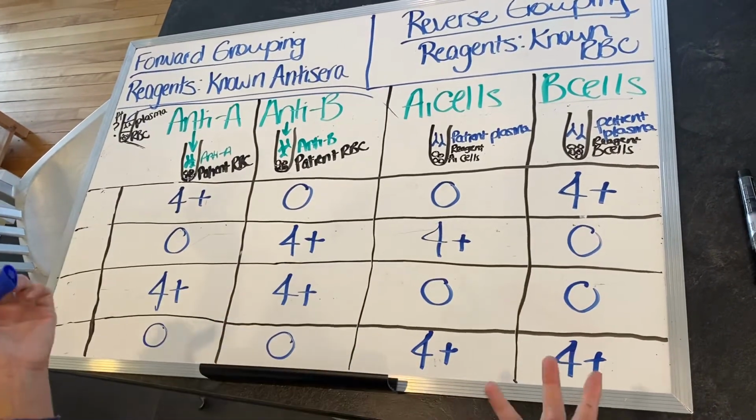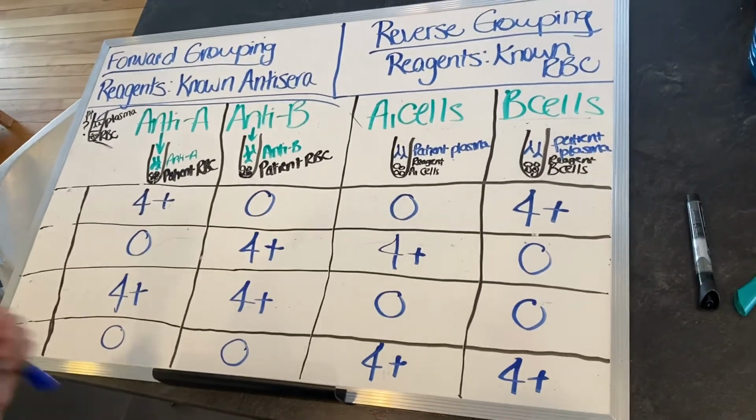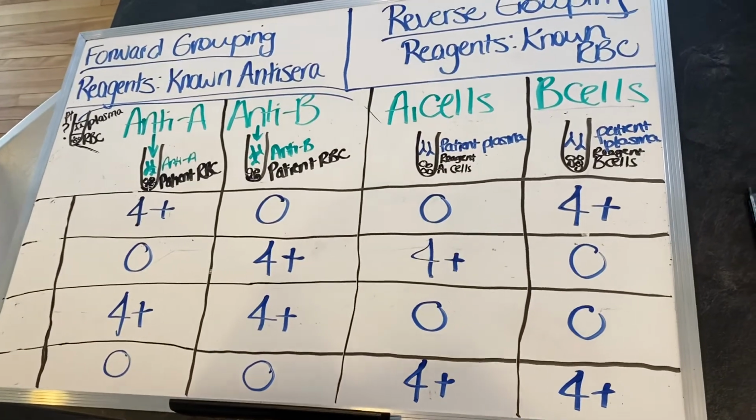And that is ABO testing 101. Like, if you don't know how to interpret these results, you won't be able to understand blood typing. So it's really important that you guys get this down.